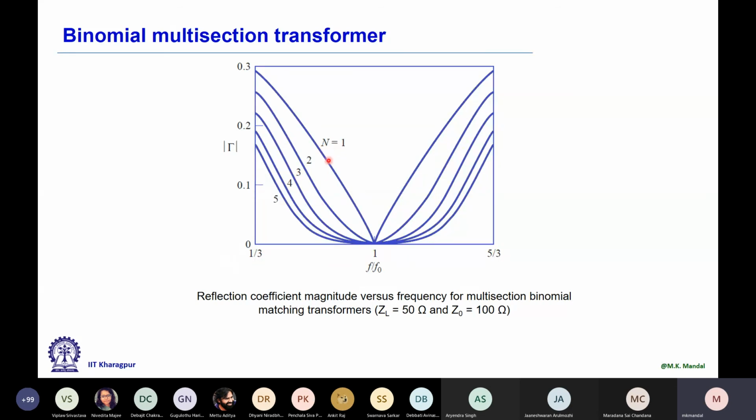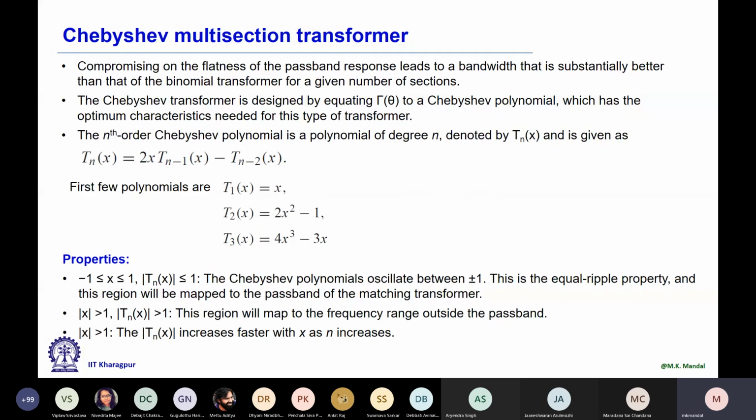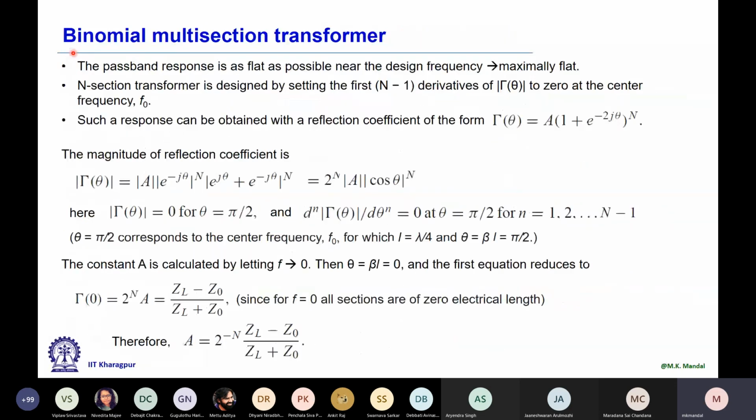So it continued till 5, n equal to 1 to 3. As you increase the number of sections, the matching bandwidth improves. N equal to 1 is nothing but the quarter wave transformer, right? So you see, only if ZL is real can we use this relationship. Chebyshev, we are not going to use it. So here you see how we started the binomial one.